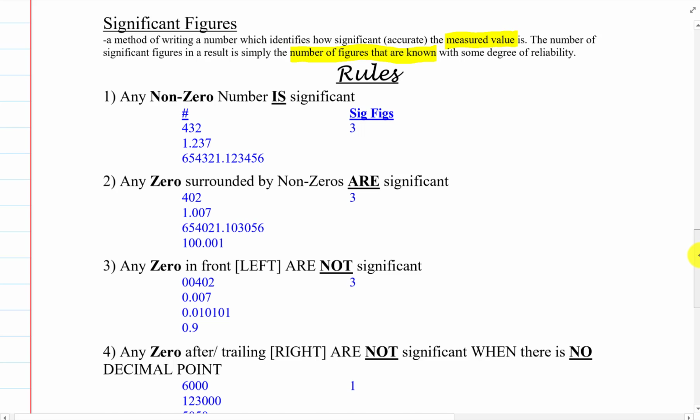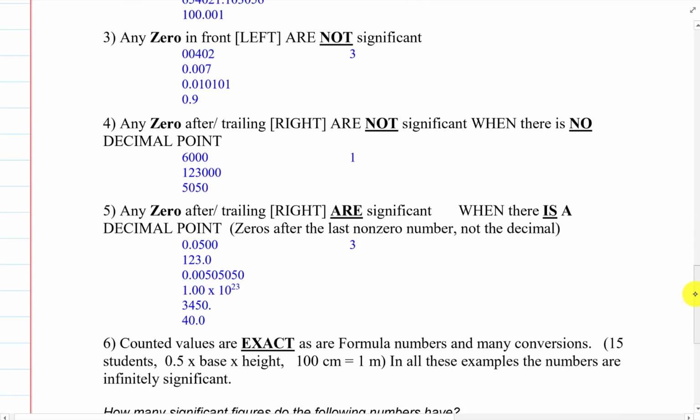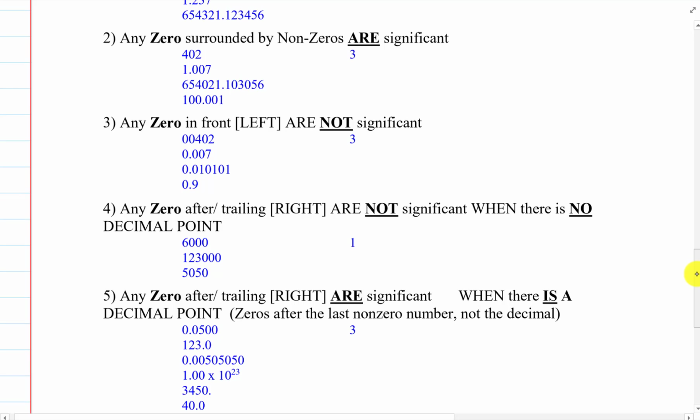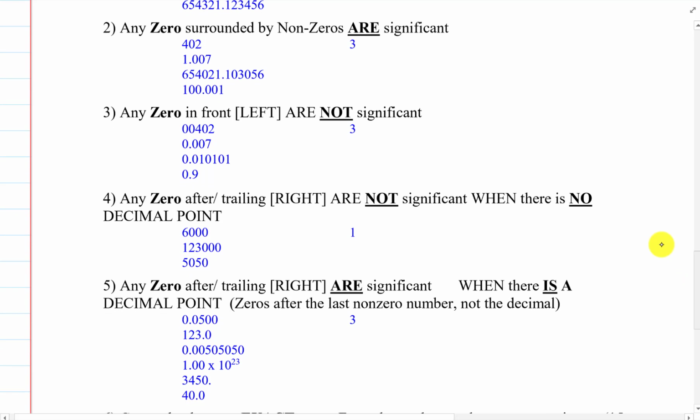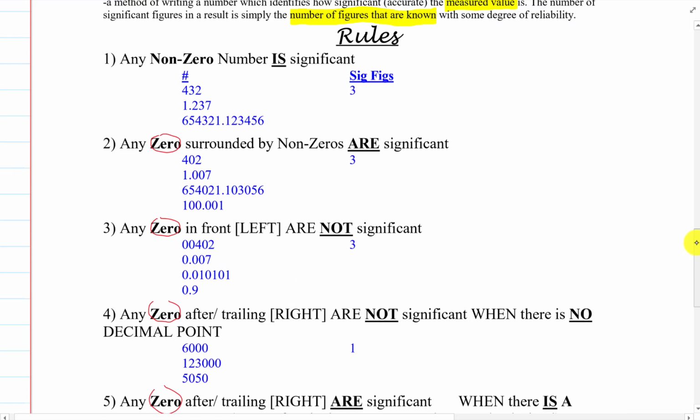So there are rules. As you can see coming up here, there's 6 rules. Number 5 talks about zero. Number 4 talks about zero. Number 3 talks about zero. Number 2 talks about zero. So we have 4 rules coming up that all have to do with zeros.